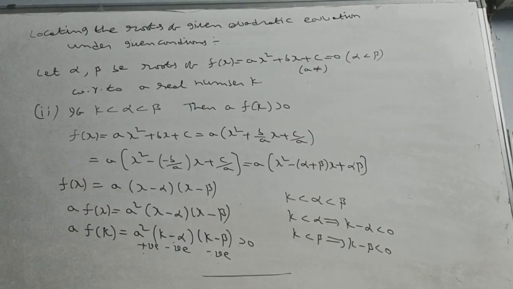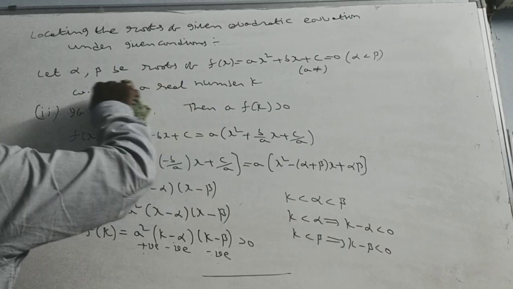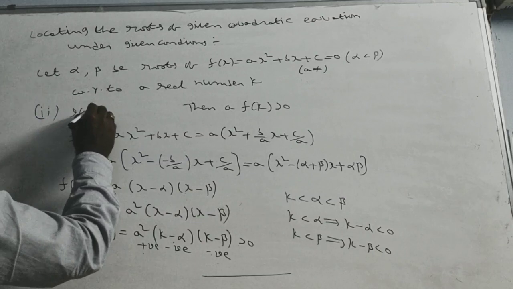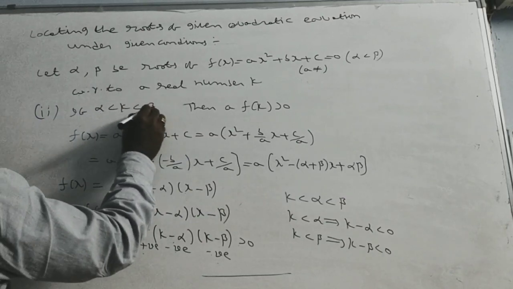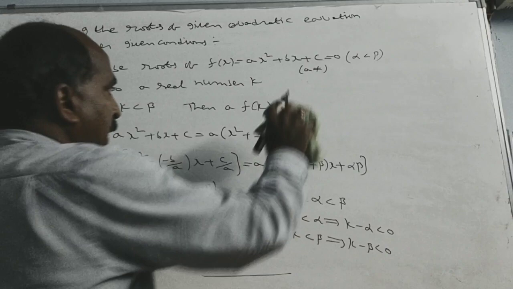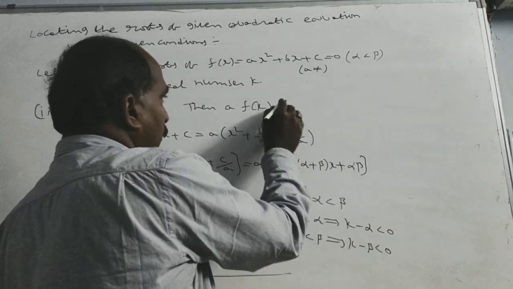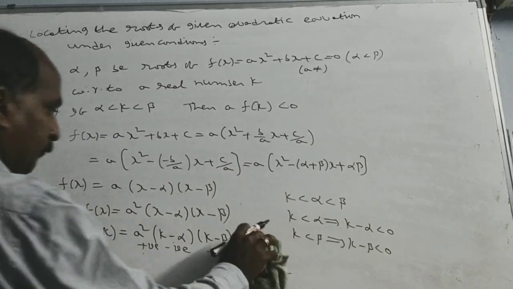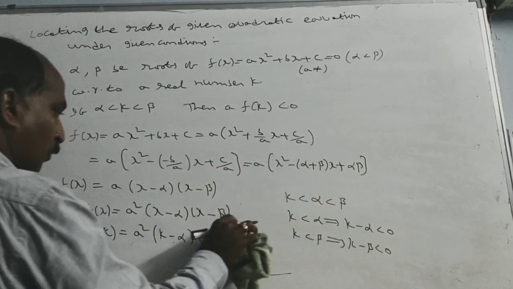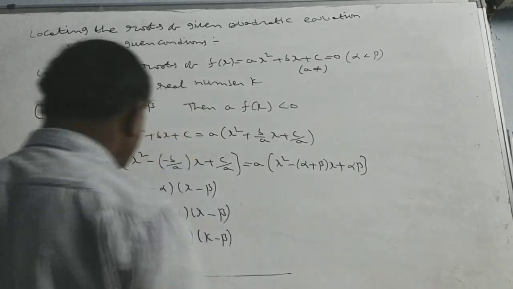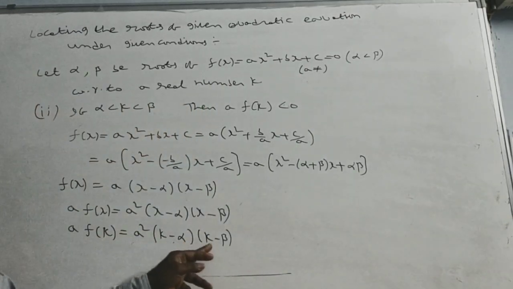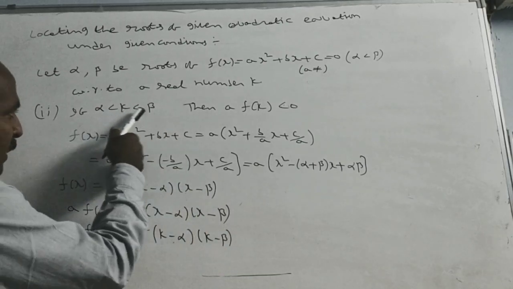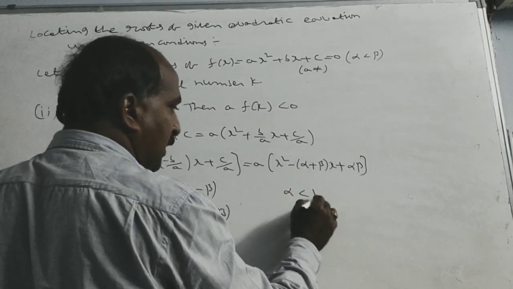Next, third condition is if k lies between the roots. That means alpha less than k less than beta. Then we get a into f of k is negative. We know that a into f of k equal to a square into k minus alpha into k minus beta from this one. Next, here we take alpha less than k less than beta.